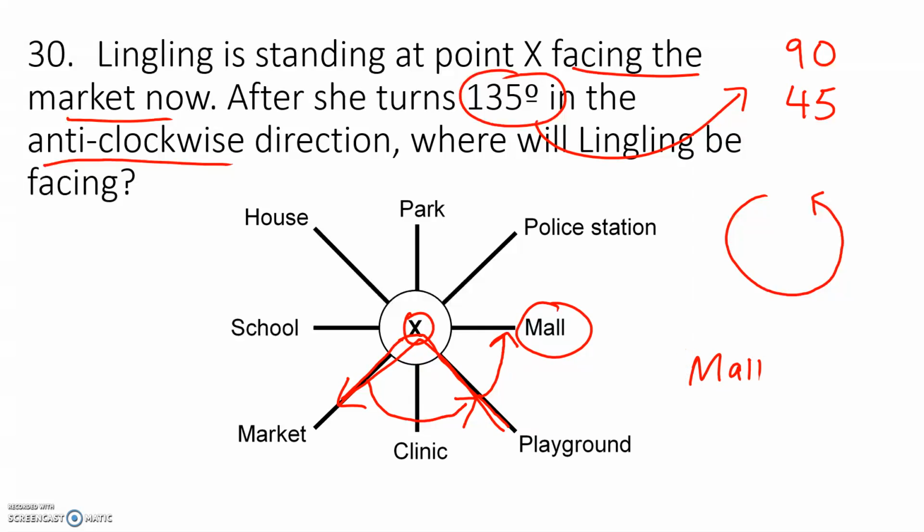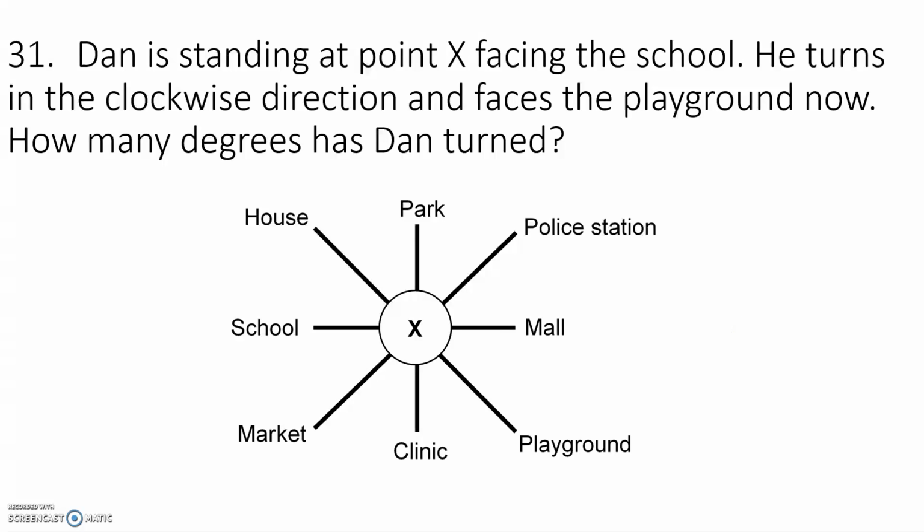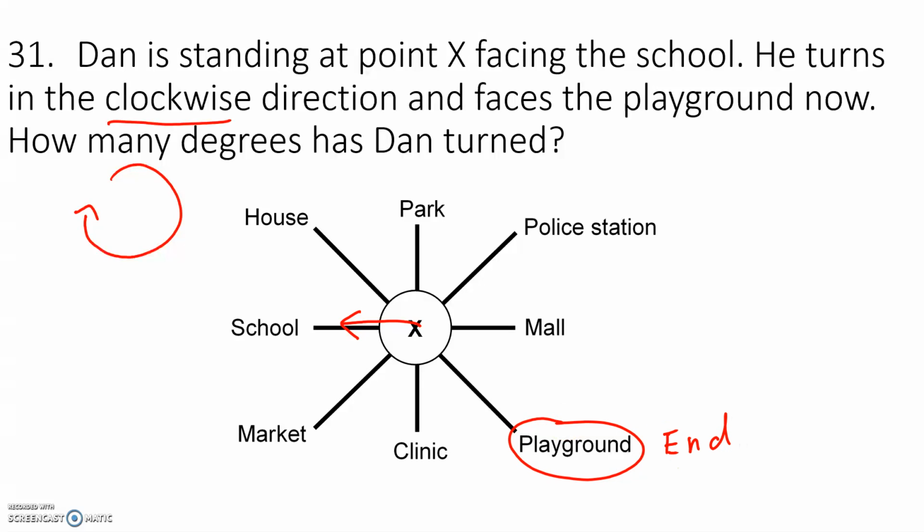Okay, now let's go on to question 31. Dan is standing at point X facing the school. He turns clockwise, so clockwise is going to go like the clock like that. And he's facing the playground now. This is at the end. So how many degrees has he turned? We're going to find out.